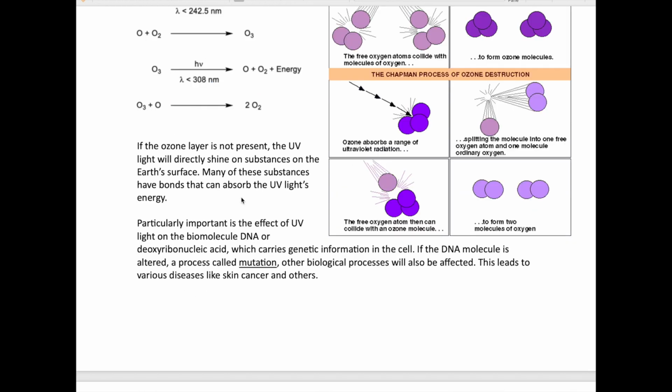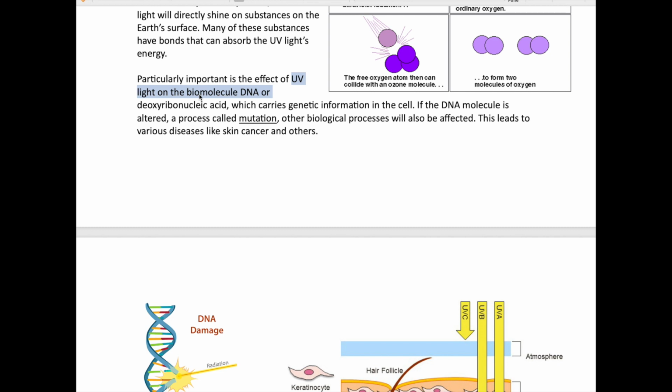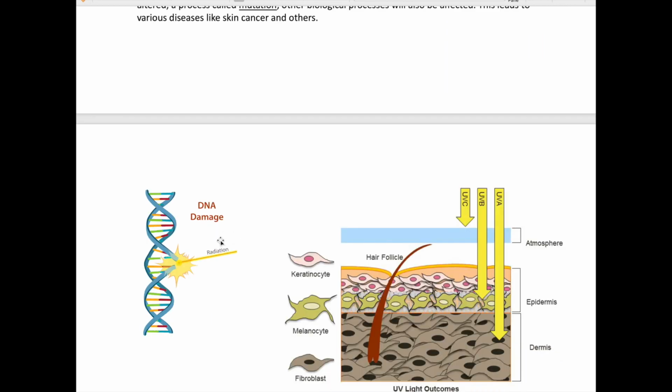If the ozone and oxygen didn't surround our atmosphere, we're basically going to get bombarded by these UV rays on the surface of the earth, and a lot of problems will happen as a result of that. What kind of problems can happen? Particularly important is its effect on biological molecules like DNA. If radiation hits a DNA molecule, shown here, it's called a double helix. They're made up of atoms that are bonded to each other. Those bonds, just like oxygen and ozone, can also absorb radiation energy.